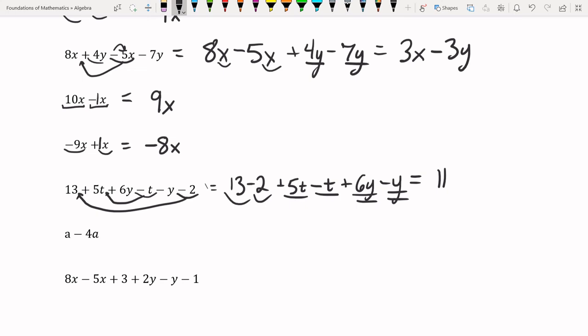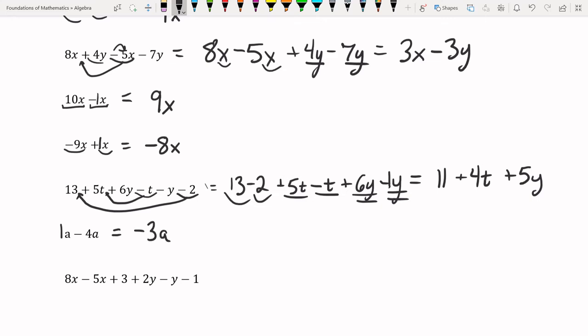So 5t minus t, that's going to be 5 minus 1. 5 minus 1 is 4. So it's going to be plus 4t. And 6y minus y, or minus 1y. 6 minus 1 is 5y. A minus 4a. A is really just 1a. So we have 1 minus 4 is negative 3a.